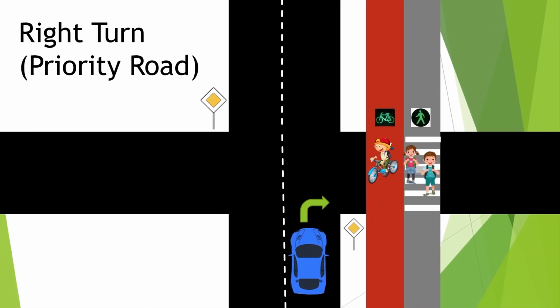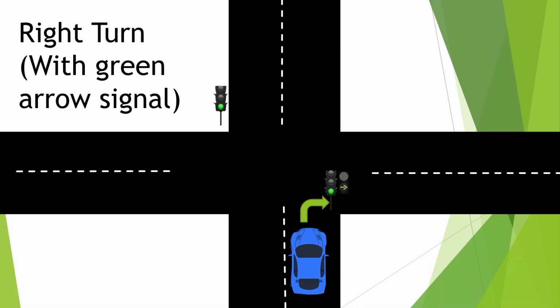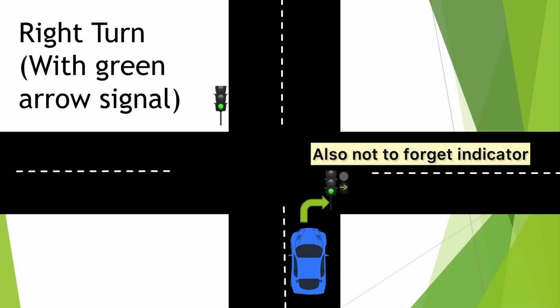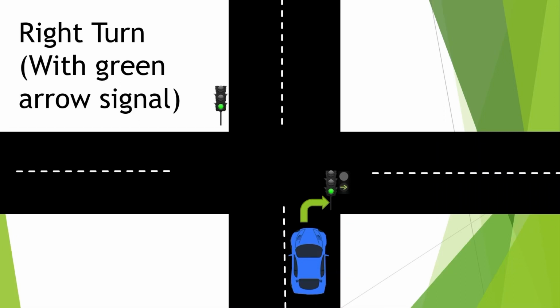Everything that we just discussed about right turns at signals is also applicable for right turns at priority roads. Right turn at green arrows, definitely you have the priority, but it's advisable to do a shoulder check before you move on. It's not a mistake, but it is recommended.